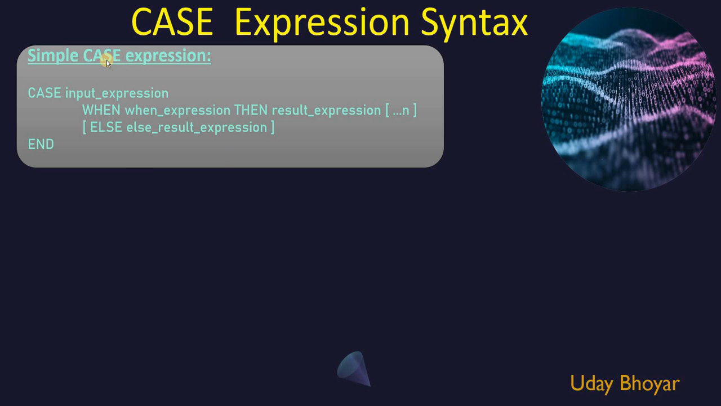This is the syntax of the simple case expression, wherein we see there is a case keyword, then the input expression that we want to provide, then the when expressions. The when expression contains the conditions or the list of values that need to be matched with this input expression. The first true when expression retrieves the value available in the then result expression. If none of the when expressions is true, the sequence moves on to the else result expression. And with the end, the case expression ends.